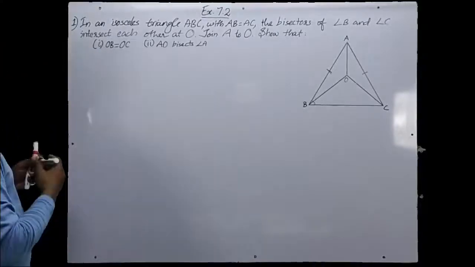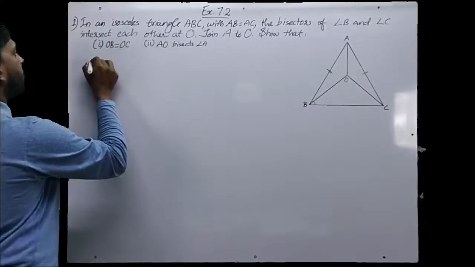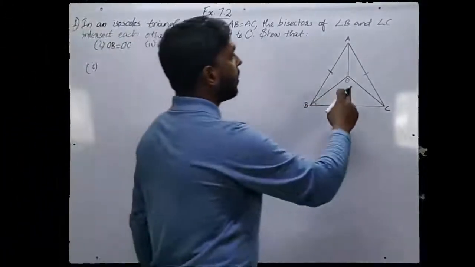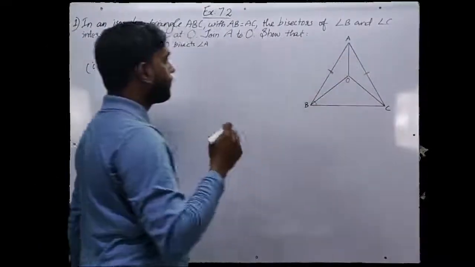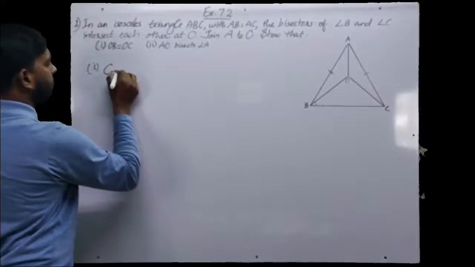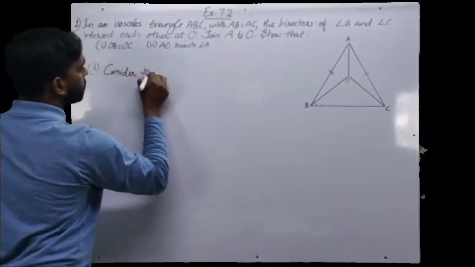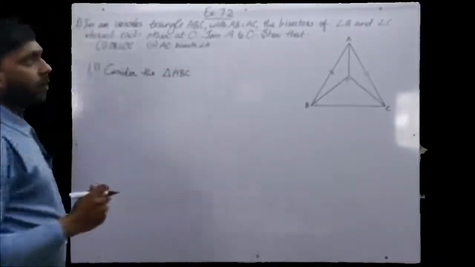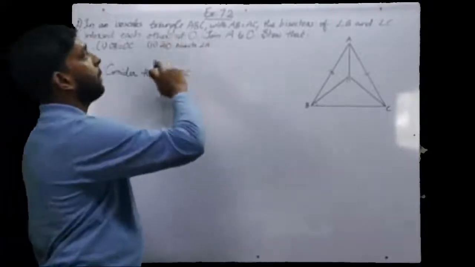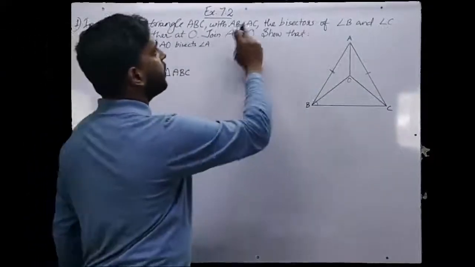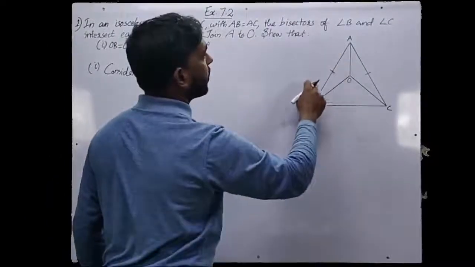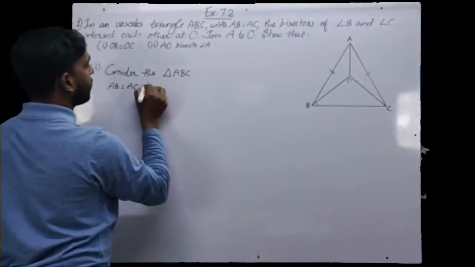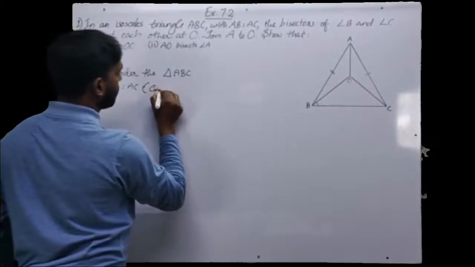First of all, let's consider the first demand that is to be proved. In order to prove that OB is equal to OC, let's consider the triangle ABC. In triangle ABC, AB is equal to AC. It's already given in the question.